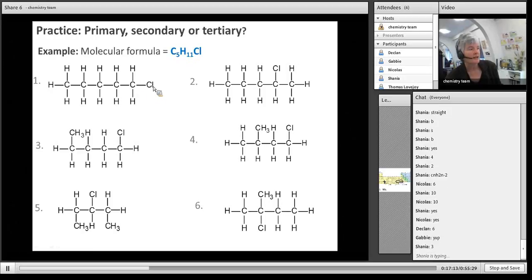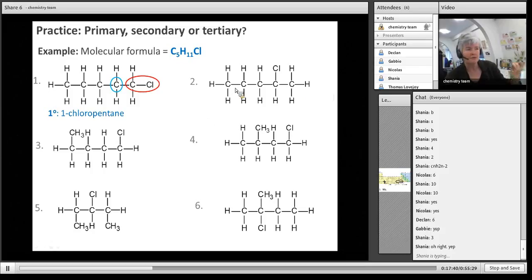Okay, this halogen over here is bonded to this carbon. So we've got to see how many carbons this carbon is bonded to. Can you see it's only bonded to that one? So Shania, can you see this is a primary alkyl halide? Okay, right, so it's only bonded to one other, so it's primary. What about the next one, number 2?